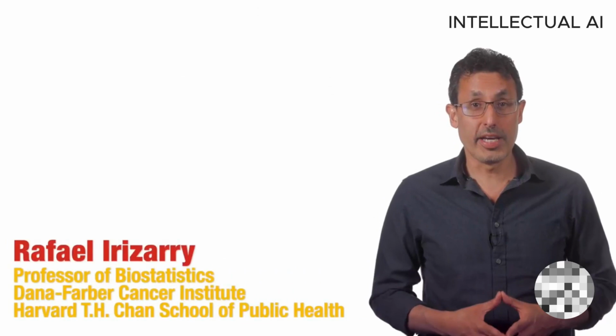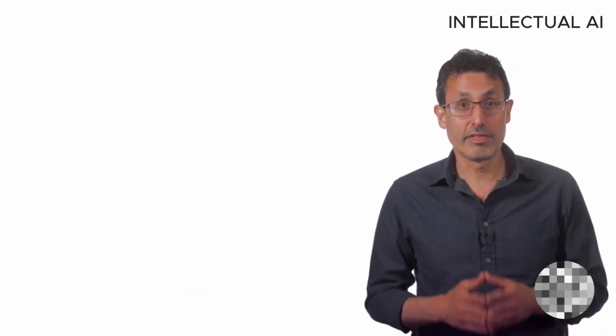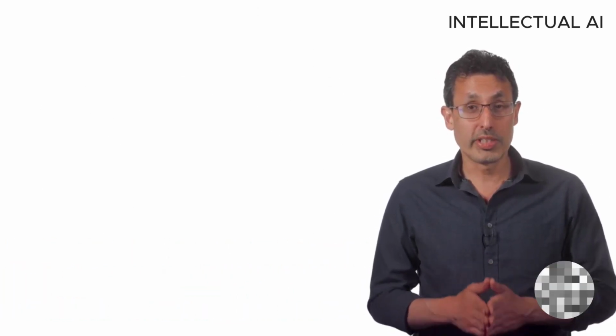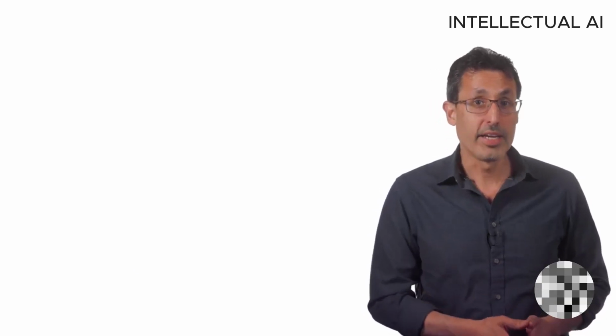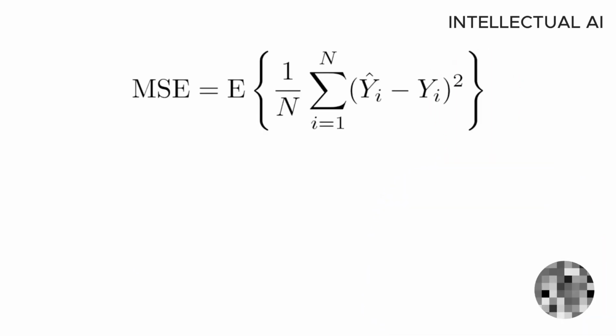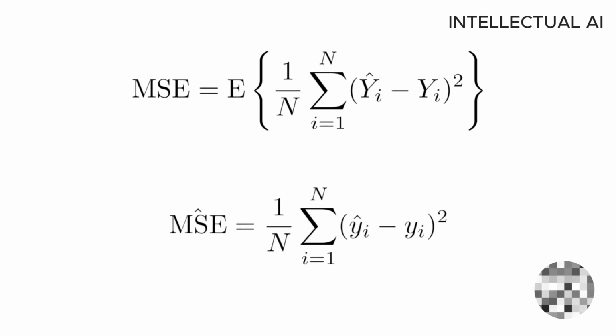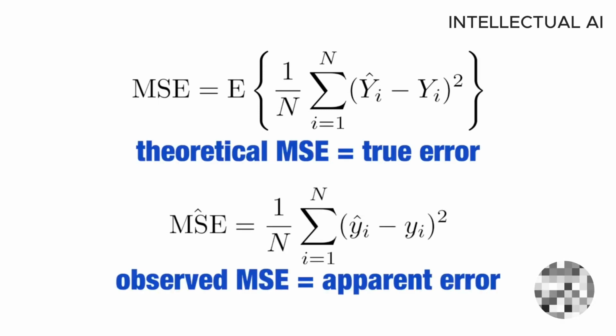We previously explained that a common goal of machine learning is to find an algorithm that produces predictors y hat for an outcome y that minimizes the mean squared error. When all we have at our disposal is one dataset, we can estimate the MSE with the observed MSE with this formula. The theoretical MSE and the observed MSE are often referred to as the true error and apparent error respectively.